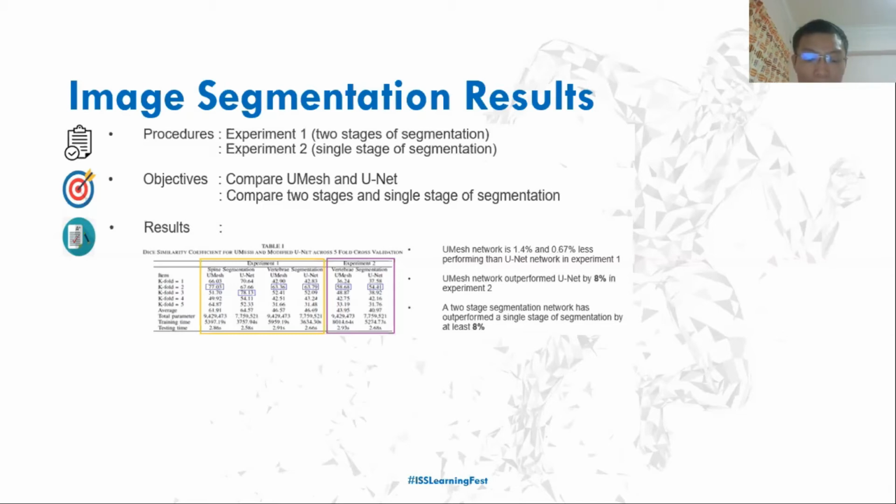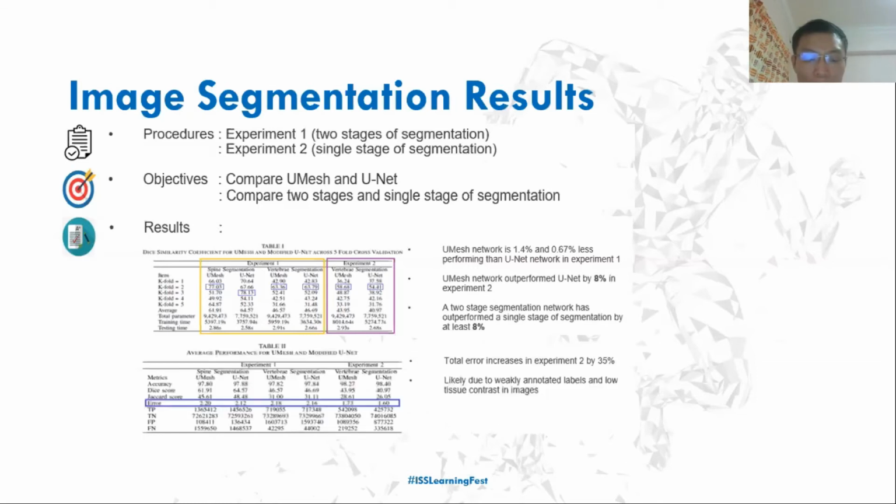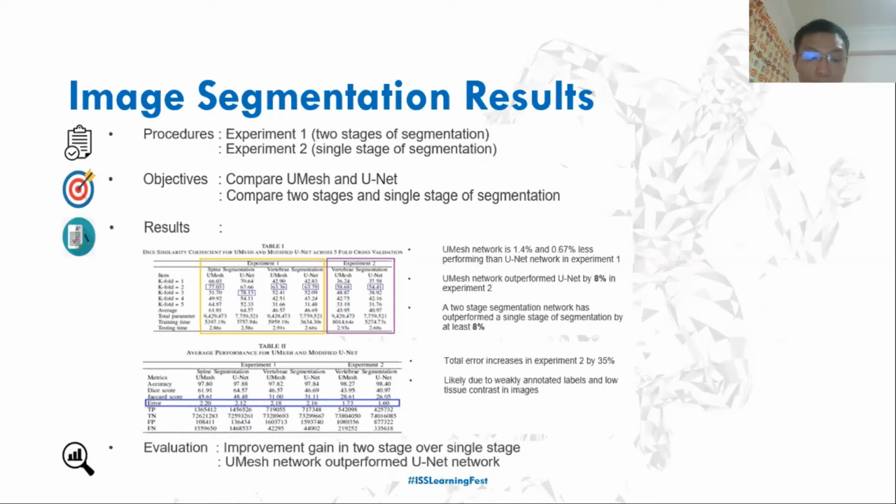This is evident by the fact that the first stage of segmentation has helped in isolating the spine from the entire X-ray image, which allows the second stage of segmentation to focus on identifying the vertebrae within the spine region. However, interestingly, in Table 2, the total error in Experiment 1 is at maximum 35% higher than in Experiment 2. This is likely due to the weakly annotated labels for both spine and vertebrae, which suggests the partial reason for the underperformance in predicting the vertebrae output. The experimental results show that two-stage segmentation is better than a single stage, and UMesh network has outperformed UNet network.